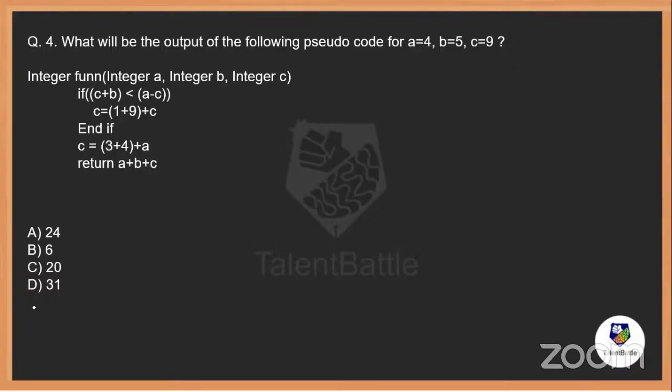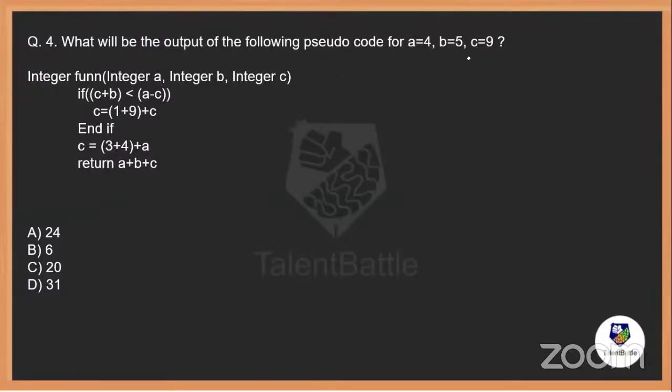Mostly C is the answer. Okay, let's cross check how exactly it goes. Now, observe the pseudocode first. The function is given which is accepting 3 parameters. Inside the function body, there is if condition. Inside that if condition, there is one expression which will calculate the value of C. Outside if, there is one more expression which is again calculating the value of C. And then we are returning A plus B plus C.